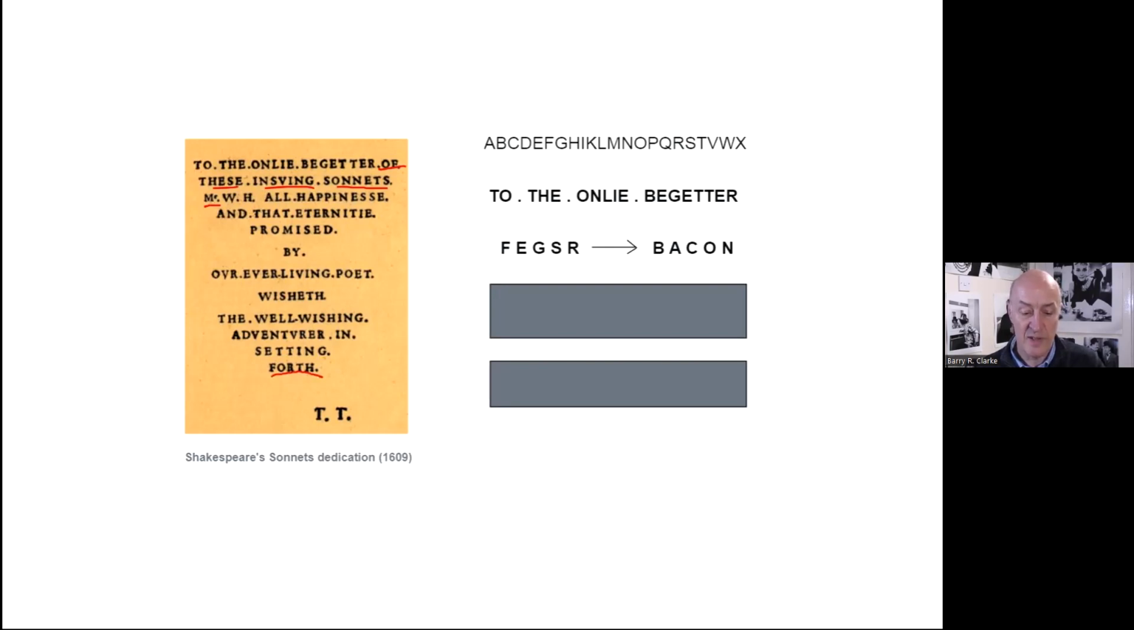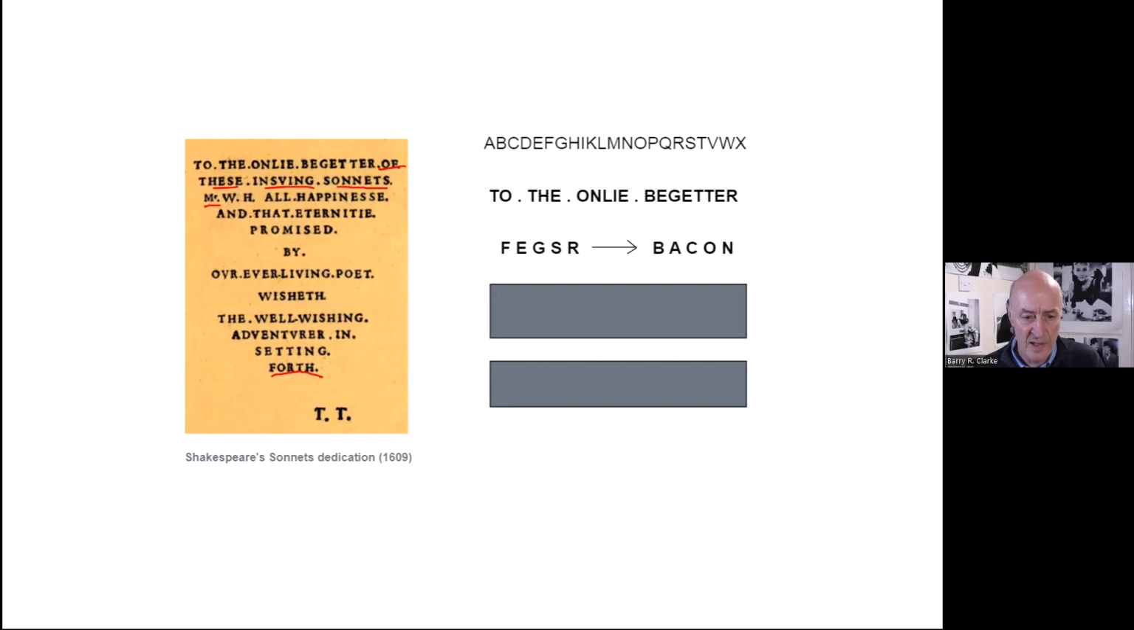So F, E, G, S, R becomes Bacon. So we now have "to the only begetter," Bacon. The third part of the puzzle, which Penn Leary didn't suggest, involves continuing to take the last letter of each word bounded by points or hyphens.